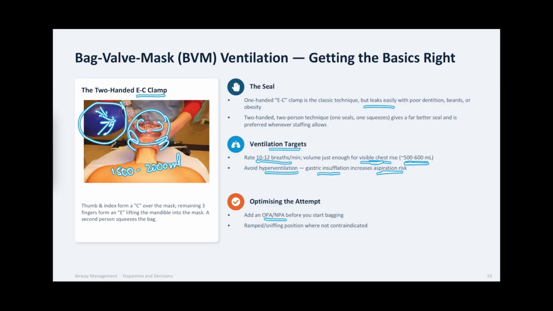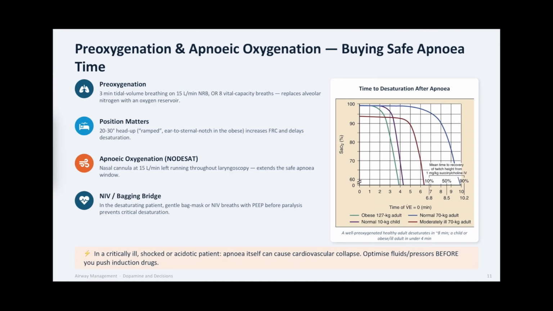Seal, lift, ventilate, and reassess. These four words summarize effective bag valve mask ventilation. Next is pre-oxygenation and apneic oxygenation.